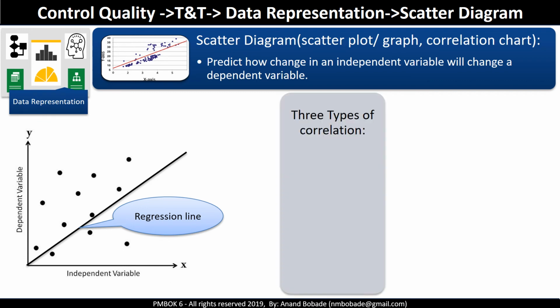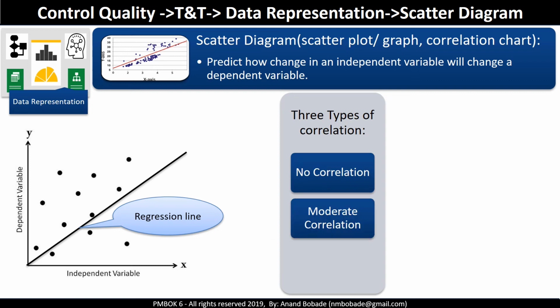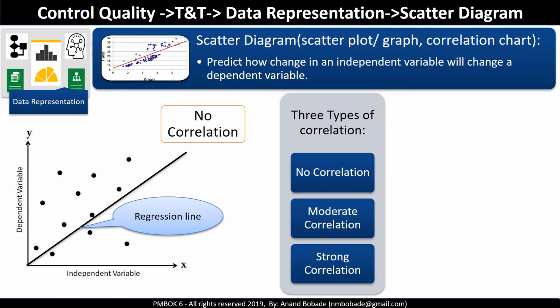There are 3 types of correlation: no correlation, moderate correlation and strong correlation. If there is no relationship between two variables, there will be no visible pattern between the data points as shown in the diagram. So in this case, there is no correlation.